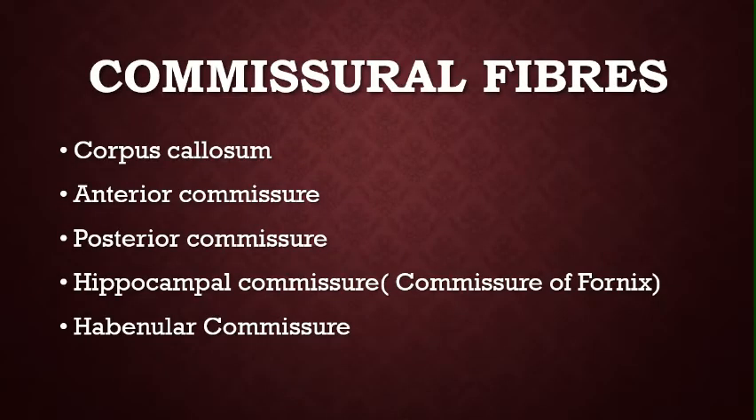Then moving to the next one, the commissural fibers. Coming to the commissural fibers, the one which we are going to discuss mainly is the corpus callosum. Then we'll see the anterior commissure, posterior commissure, hippocampal commissure, and habenular commissure. These are the five different commissural fibers we are going to discuss.